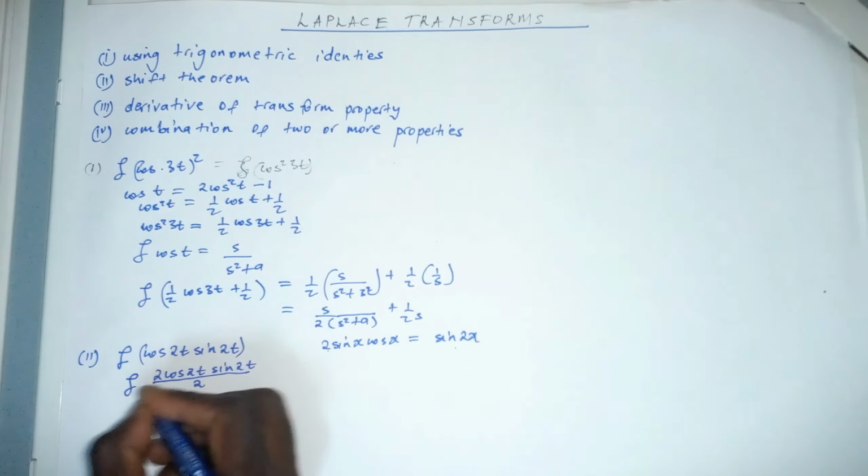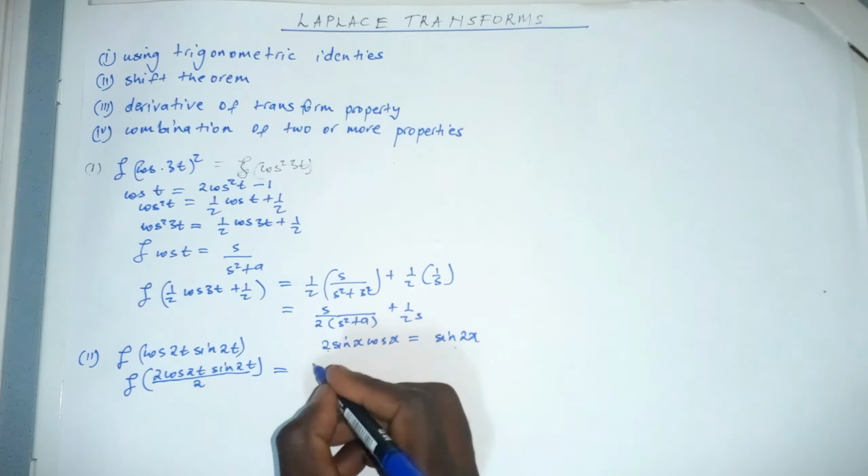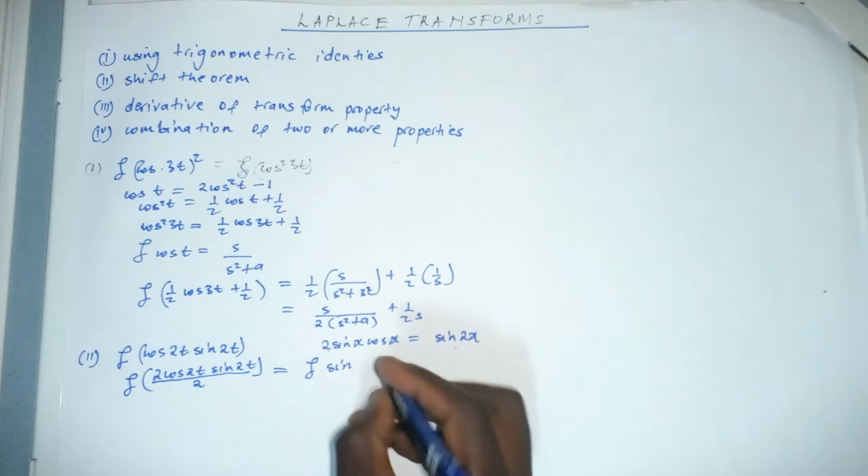So this is the Laplace transform that we want to find. And from this identity, we know 2 sine x cos x equals sine 2x. And in this case, the angle is 2t, so what we're going to do is multiply the magnitude of the angle by 2. So in other words, we want to find the Laplace transform of sine 2t times 2, which is sine 4t.